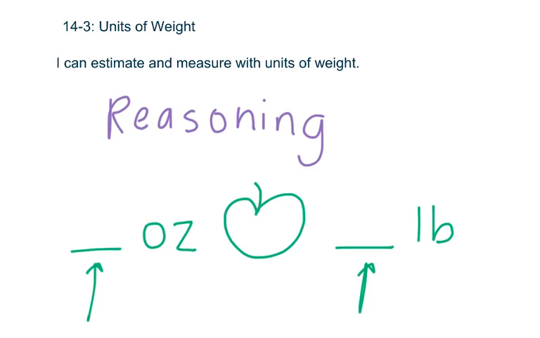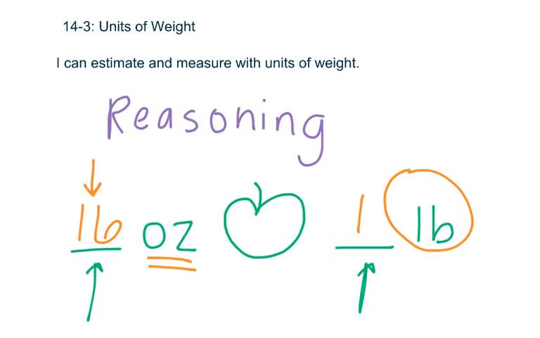Let's think about this. Whenever I have a larger unit, I need fewer of those units to get the same weight. So for instance, a 1 pound apple would be equivalent to 16 ounces. So when there's a smaller unit, you actually need more of that unit to make up the same weight.